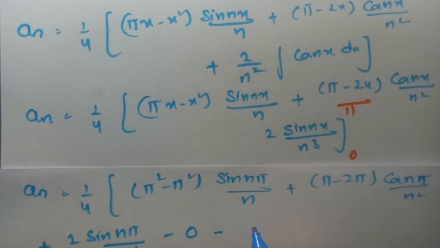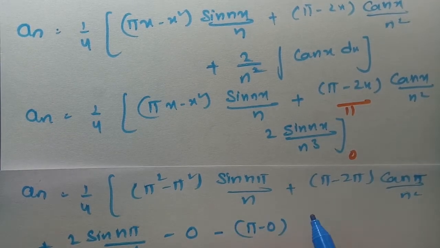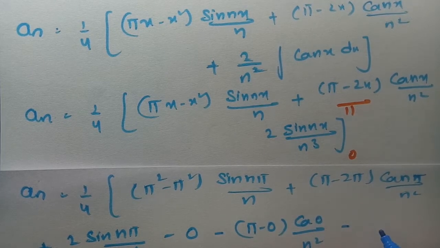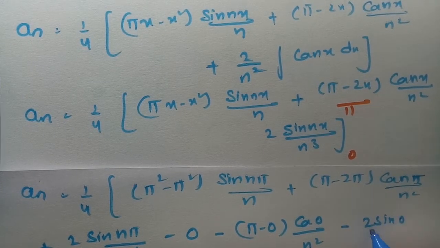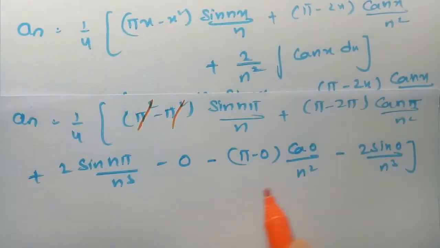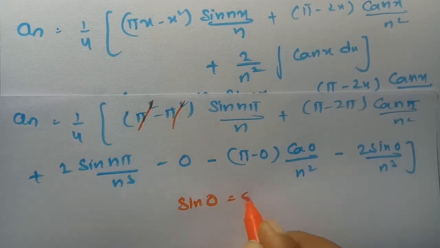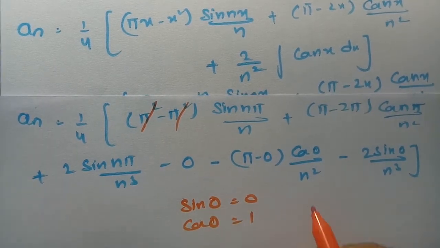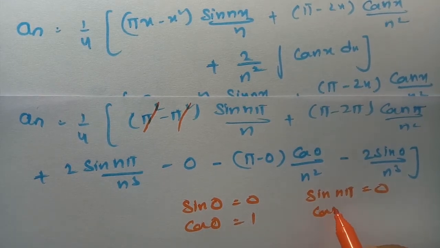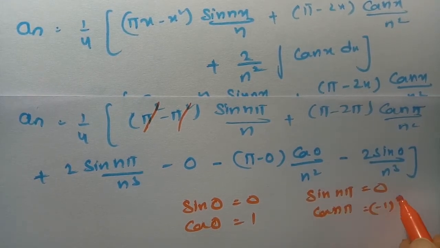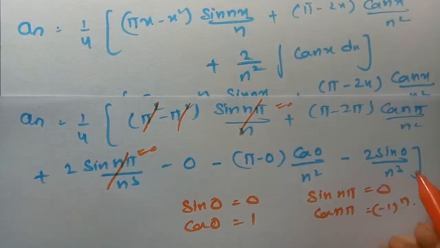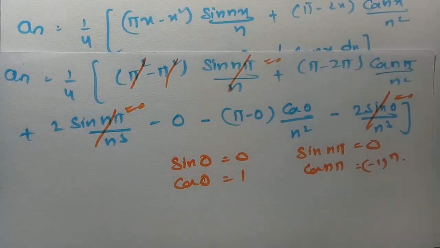if I keep 0 here, that is pi minus 0 times of cos 0 by n square, and this is minus 2 into sine 0 by n cube. So if you observe properly, we can cancel this pi square, and we have certain values: sine 0 value is 0, cos 0 value is 1, sine n pi is always 0, and cos n pi value is minus 1 par n. So this will be 0, and sine n pi value is 0 and sine 0 value is 0. So what remains here?